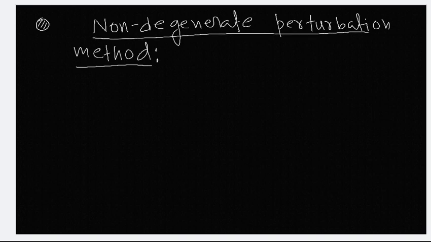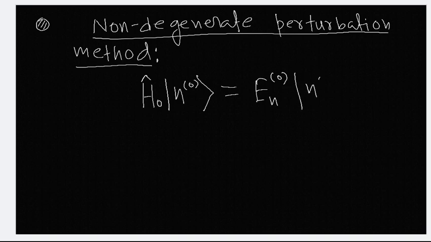So at first we have an unperturbed system with Hamiltonian H naught, and with its spectrum n naught satisfying the unperturbed Schrodinger equation, H naught n naught equals En naught n naught.